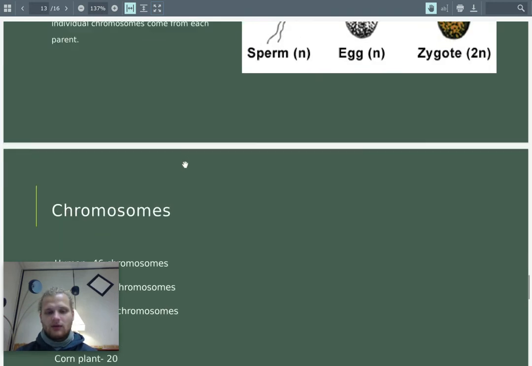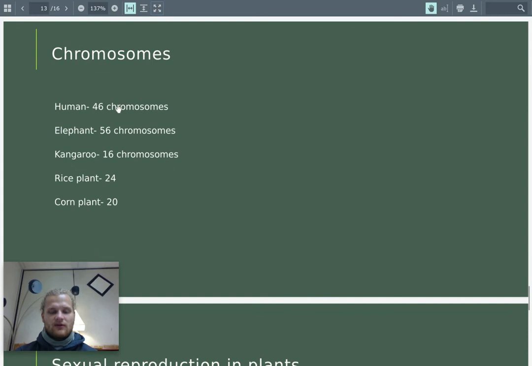an individual. Here are just a few examples. Chromosomes are not identical in each organism, and the amount of chromosomes doesn't mean how smart or complex you are. It's just kind of a number. It's not anything super crazy. Kangaroos only have 16. Humans have 46 because you get 23 from each parent, but elephants have 56. So it changes depending on the organism.